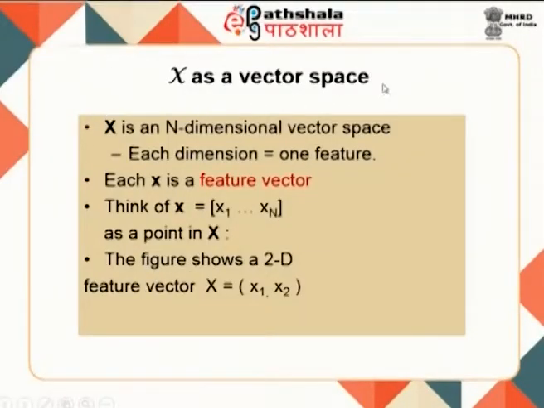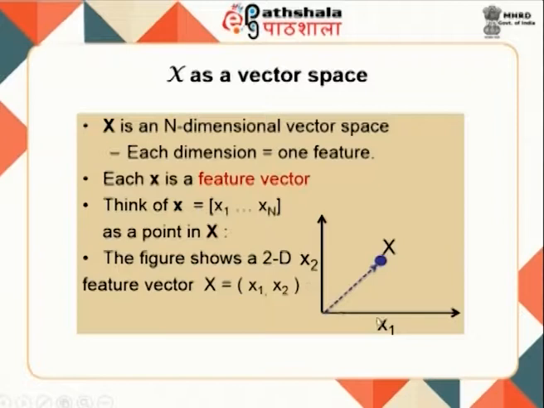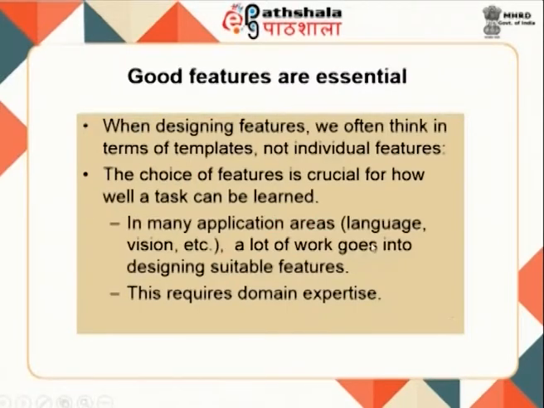So, this can be a vector space also. For example, X is an n-dimensional vector, and each dimension can be one feature. Each X is a feature vector, think of X as x1 to xn, a point in the n-dimensional space. As many features as you have, that many dimensions. For example, a 2D feature vector x is equal to x1 x2, a point x in the 2 dimensional space.